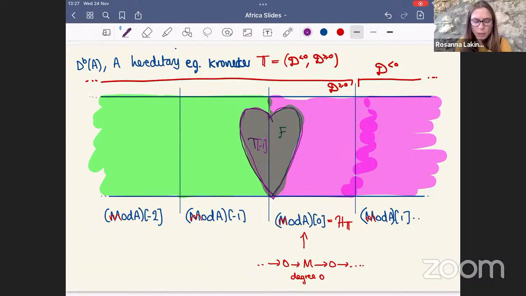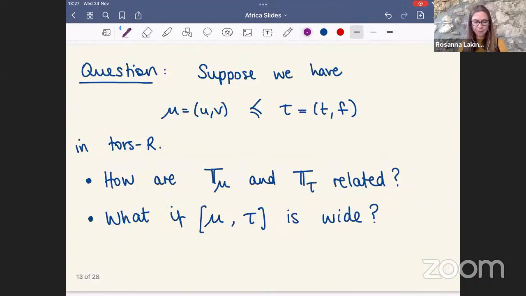So I hope this helps. This is a picture that I often keep in mind. Okay, so what can we use this construction for when it comes to wide subcategories? So the question that we want to ask now is, if we have two torsion pairs, this construction just came from one torsion pair, but if we have two torsion pairs, then how are their HRS tilts related? And moreover, if the interval that this gives us is a wide interval, then how can we say something more about how they're related?